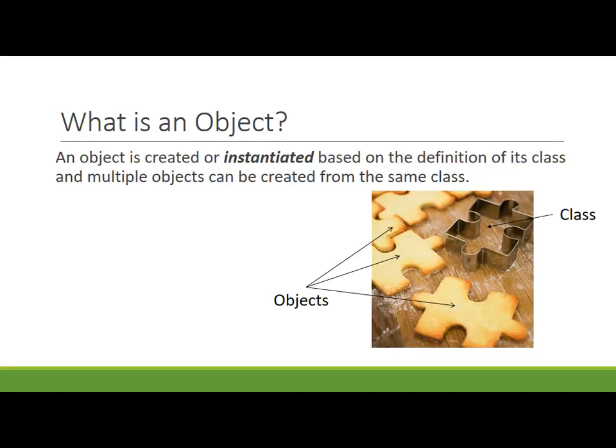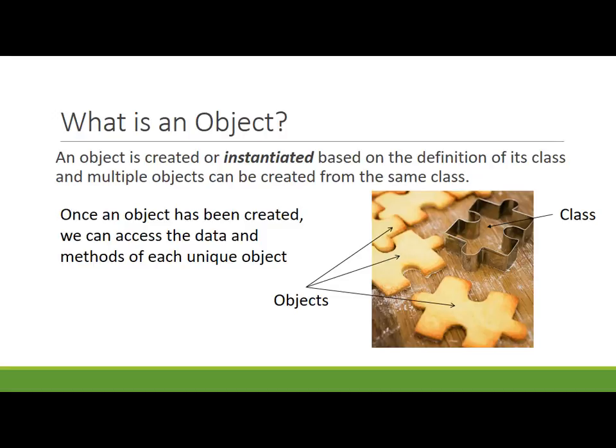So in this picture, you can see that we've got the cookie cutter that represents the class. It's the specification or the template. And from that, we can create multiple objects based on that specification. Now, once an object has been created, we can access the data and methods of each unique object.